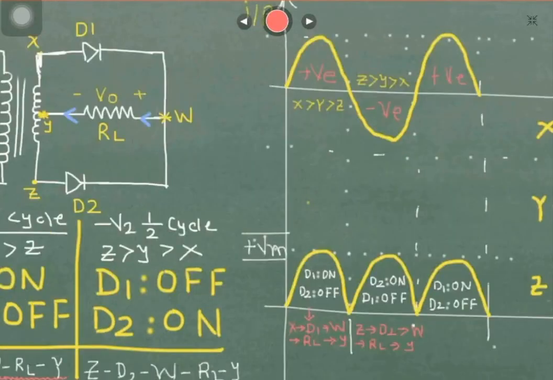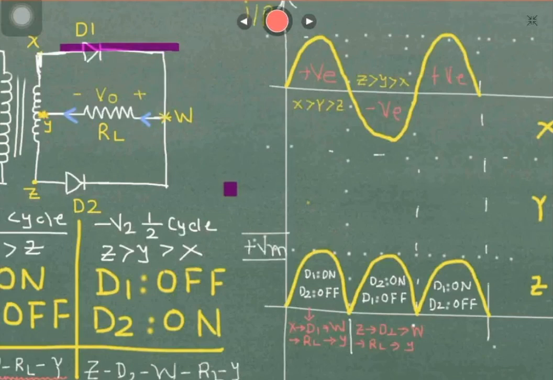The current will start from point X. The current will flow from point X to D1 to point W to RL to point Y. So this is how the direction of current will be, and the current will flow like this.